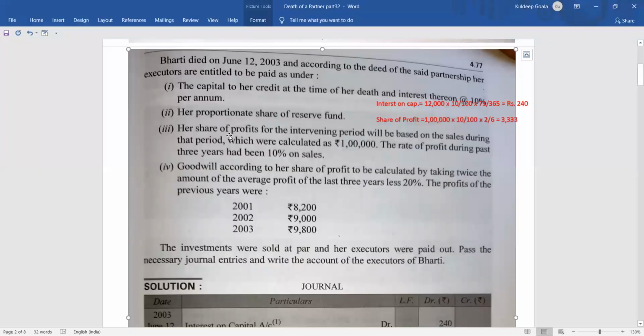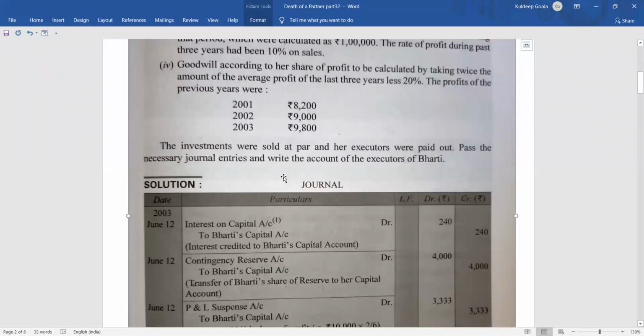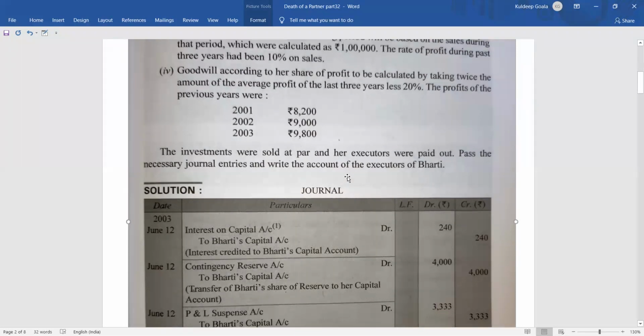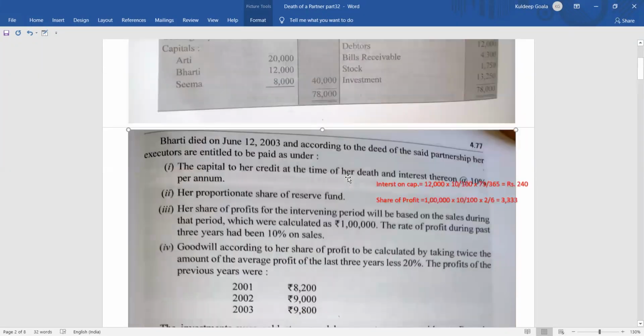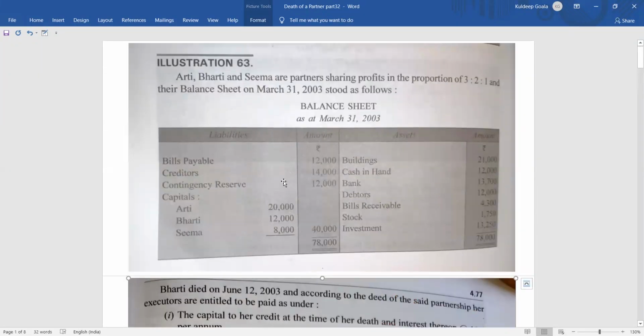First of all, we are asked to prepare the journal entries, and then we will have to prepare the executor's account. So we'll go for the journal entry first. We can first of all transfer the reserve. We can start from the reserve in the balance sheet onward. In the solution, one transaction can be before the other; that's no problem. Only remember that the last transaction must be the settlement with the capital and the executor.